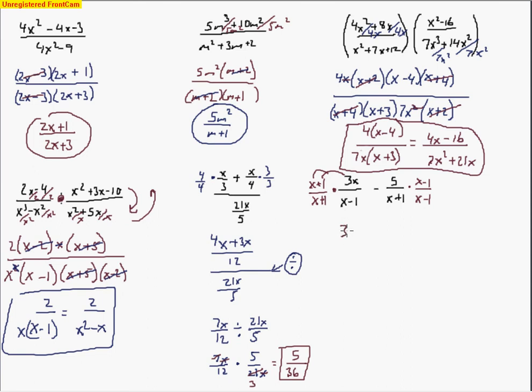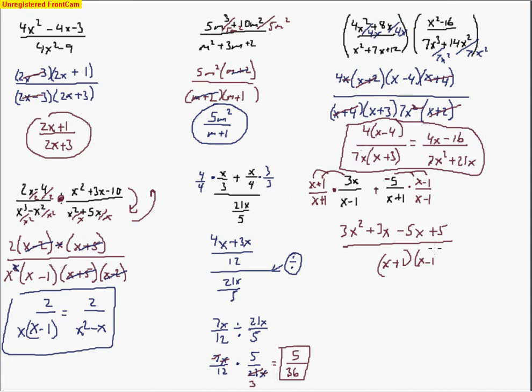So it's 3x squared plus 3x. Now, in this one here, think of this as like a -5. Distribute it. If that's a minus, change it to addition. Make sure that numerator changes to a negative, and then distribute. -5x plus 5. Now, this is all over x plus 1 and x minus 1.